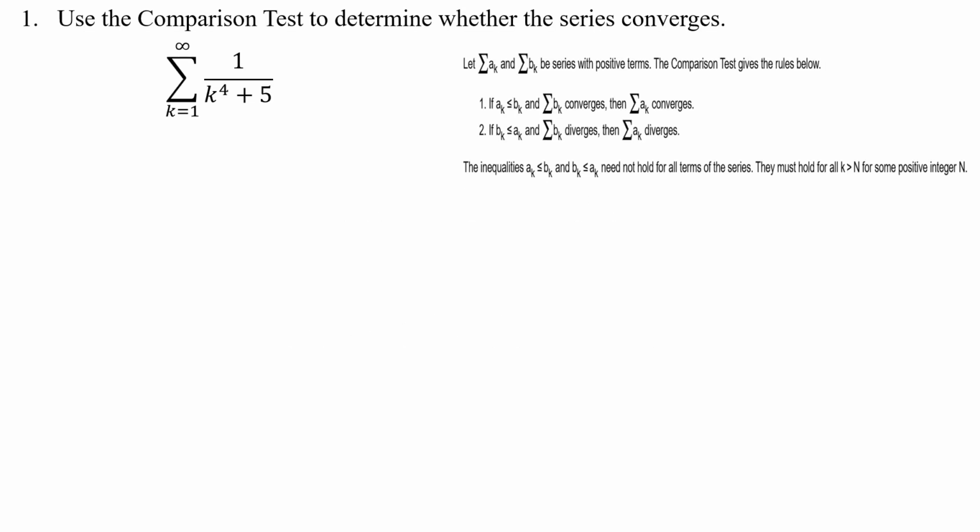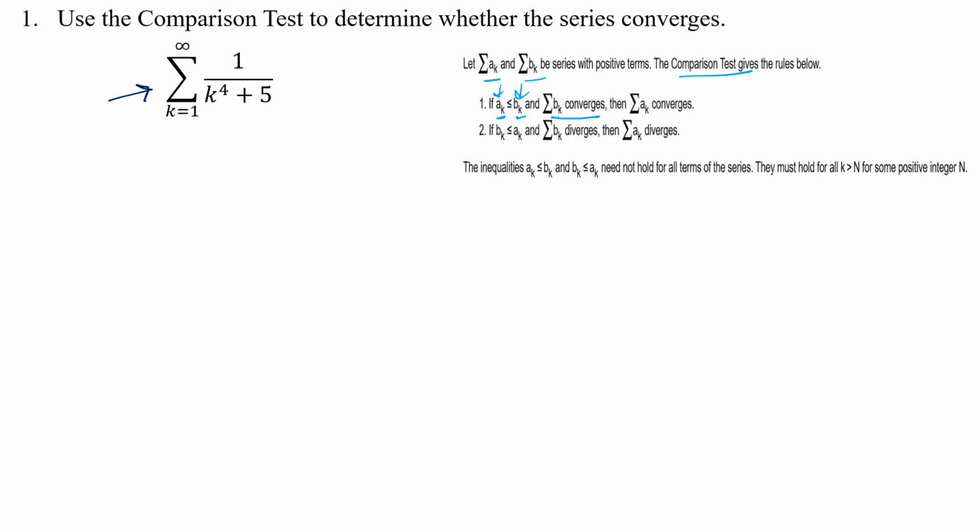All right, so here we have this example. It says use the comparison test to determine whether the series converges. Okay, so here is our series, summation k starting at 1 going up to infinity. All right, so we have the comparison test here. And what the comparison test says is, suppose I have the summation of a sub k and the summation of b sub k. Well, if my series A is less than B, then whatever B does, so does A.